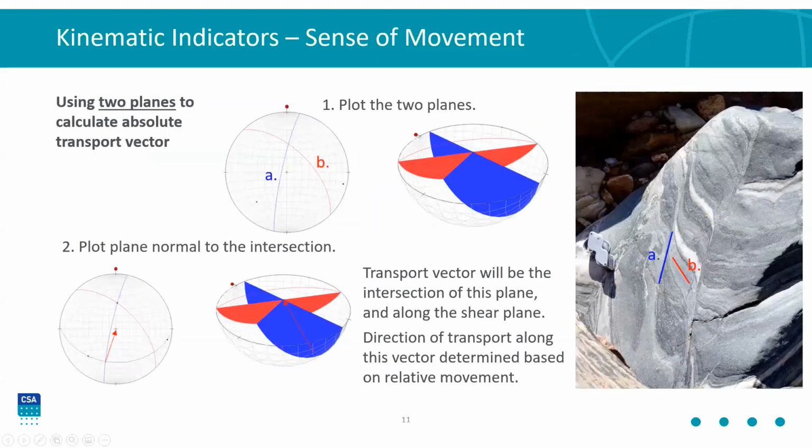These are important because they give you the sense of movement, and that's a really important piece to putting together the whole puzzle. And we can use them as long as we've got two planes as a result of one of our kinematic indicators. For example, here, this kind of SC structure, where we can measure those two planes, and using them on a stereonet, we can calculate the absolute transport vector, which will be perpendicular to the intersection lineation between those two planes.